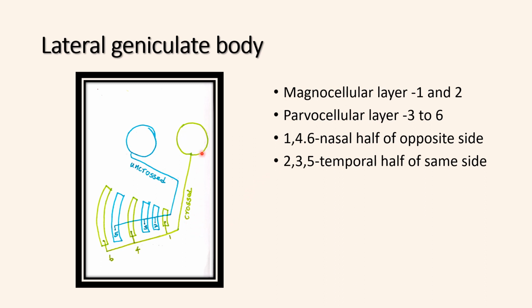In the visual pathway, crossed nasal fibers terminate at layers 1, 4, 6 of the lateral geniculate body. Uncrossed fibers of the visual pathway terminate at layers 2, 3, 5 of the lateral geniculate body. So layers 1 and 2 contain the magnocellular layer, layers 3 to 6 contain the parvocellular layer. Crossed nasal fibers terminate at layers 1, 4, 6. Uncrossed fibers terminate at layers 2, 3, 5.